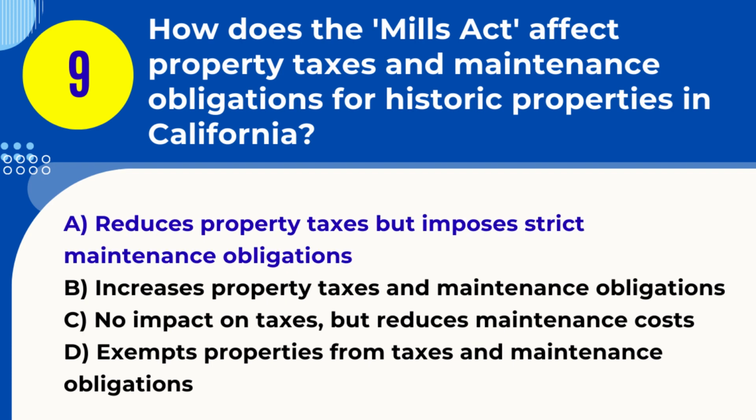Answer: A. Reduces property taxes, but imposes strict maintenance obligations. Explanation: the Mills Act in California offers property tax reductions for owners of historic properties, but it also imposes specific maintenance and preservation obligations to ensure the property's historic character is preserved.